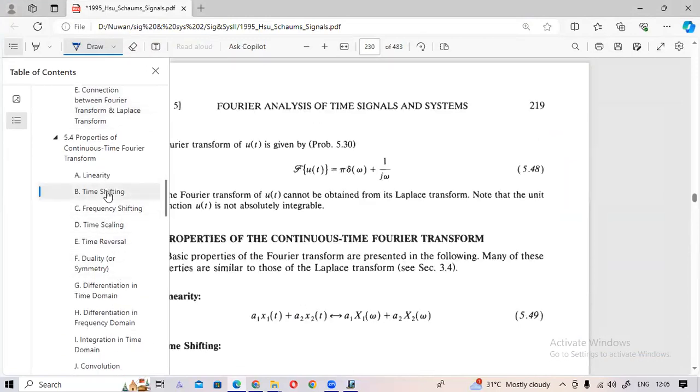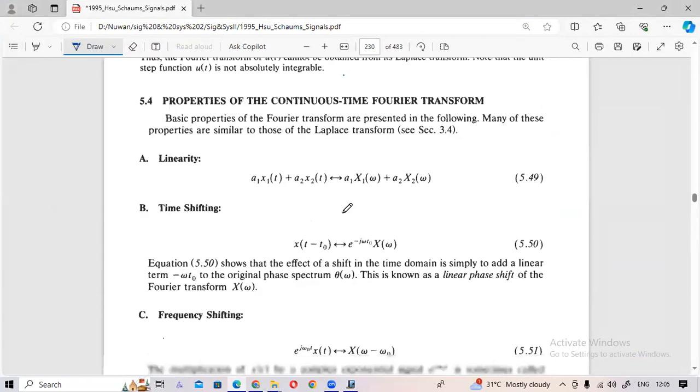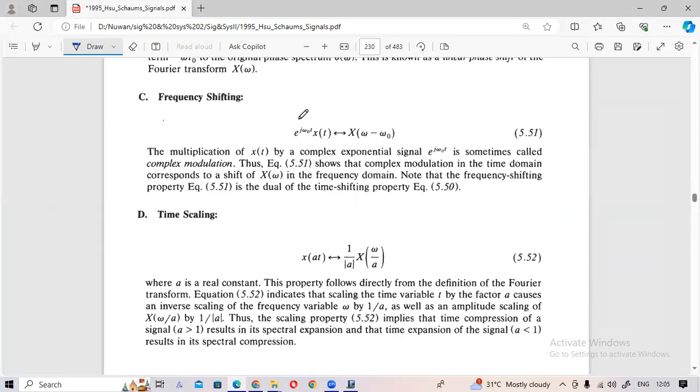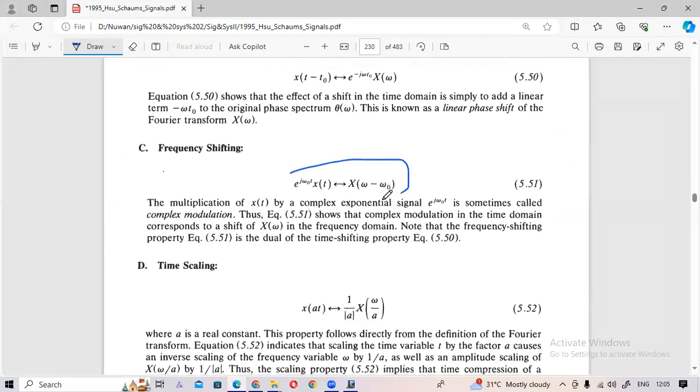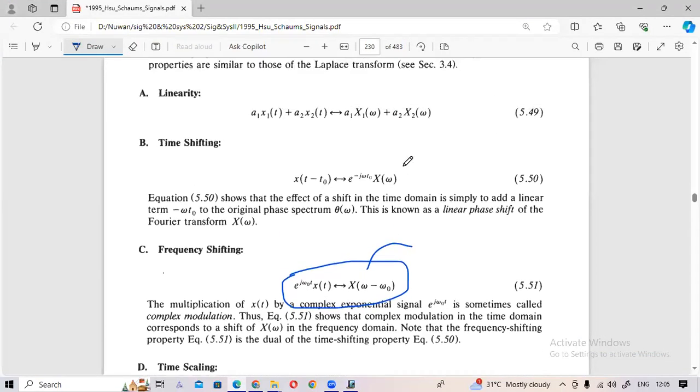So this is the frequency shifting property. We have proved this and we have used this to solve the problem. Now this is the time shifting property. Try to prove this.